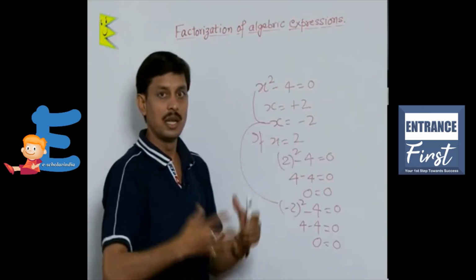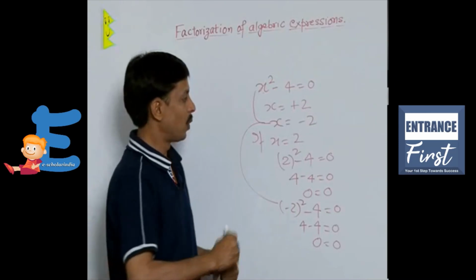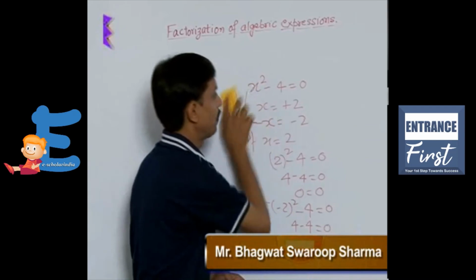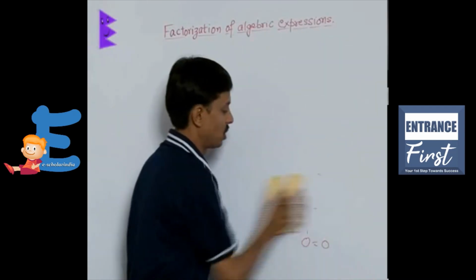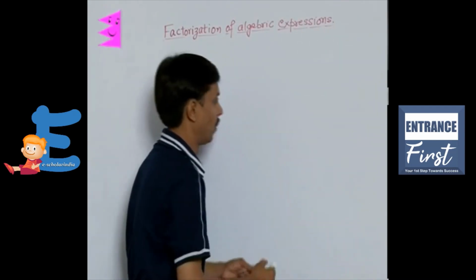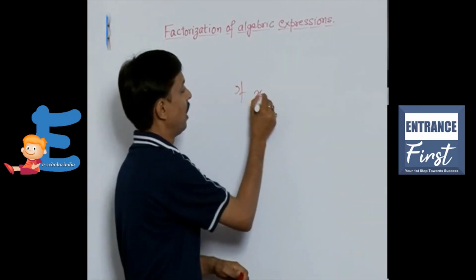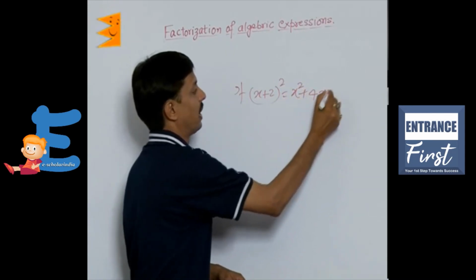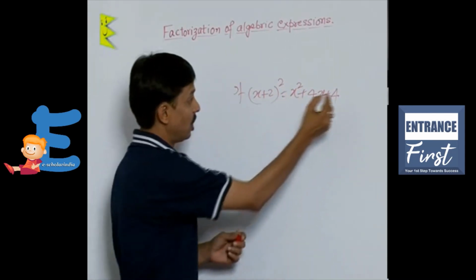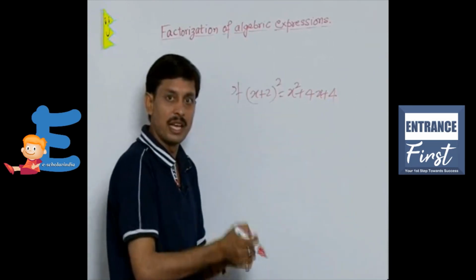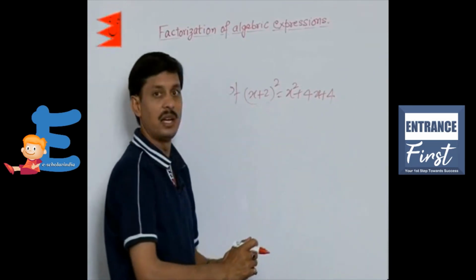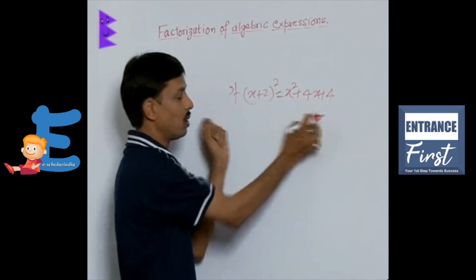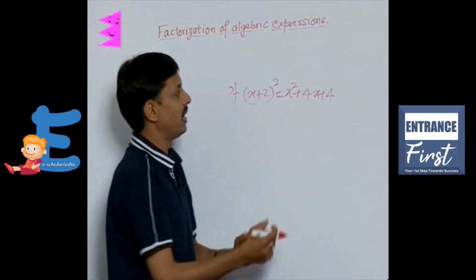Now the question is, what is an identity? Suppose I write that x plus 2 whole square is equal to x square plus 4x plus 4. This seems to you like an algebraic equation, and it seems like an identity too. How is this an equation? Because there is a sign of equality between two sides. But why is it an identity?